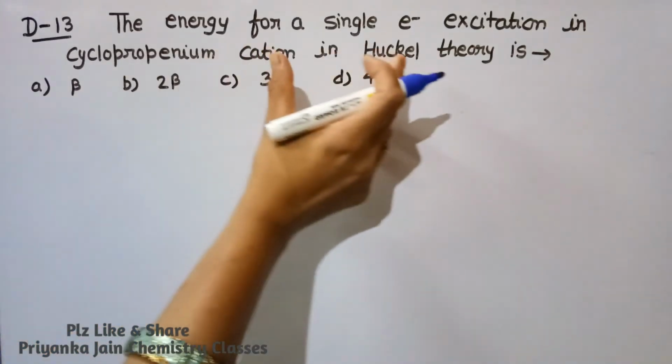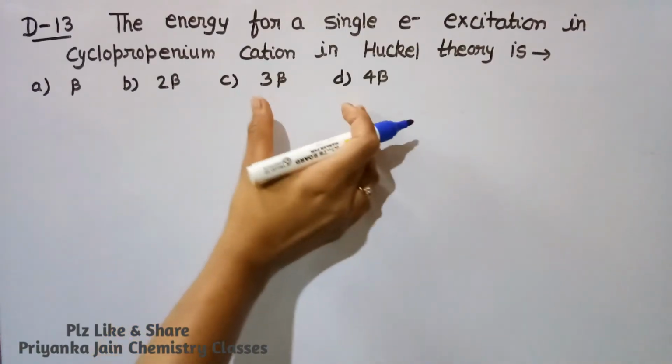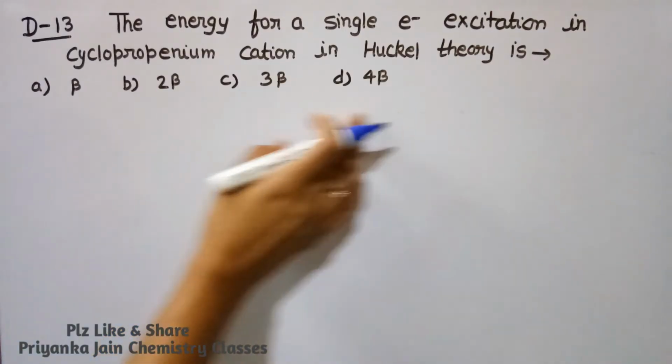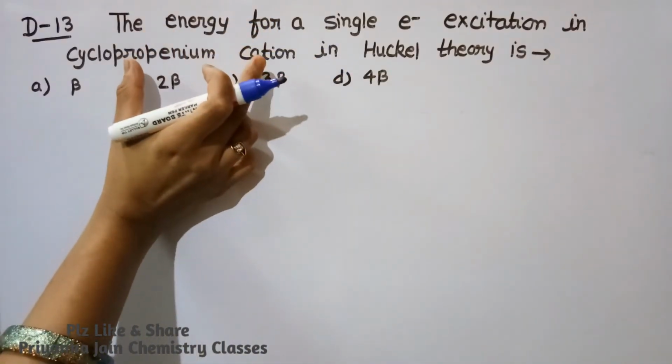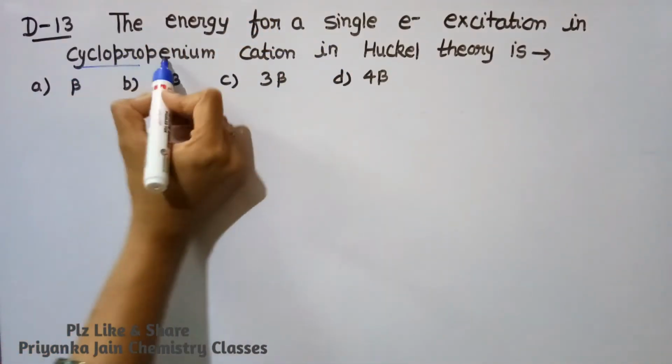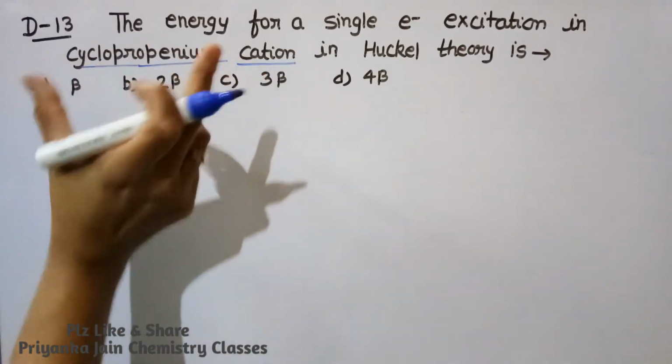Okay, now see this question from December 2013. The question is: the energy for a single electron excitation in the cyclopropenyl cation according to Huckel's molecular orbital theory, and we have been given 4 different options. Okay, for doing such type of questions, we need to know the Huckel's molecular orbital theory for this particular ion, the cyclopropenyl cation.